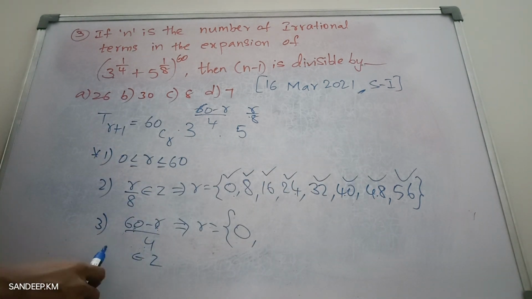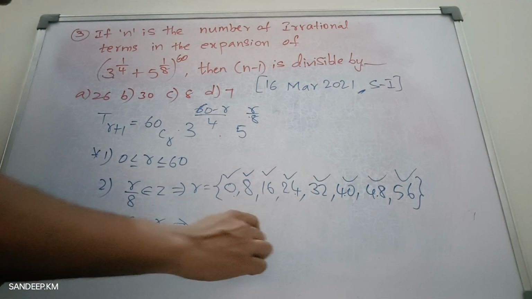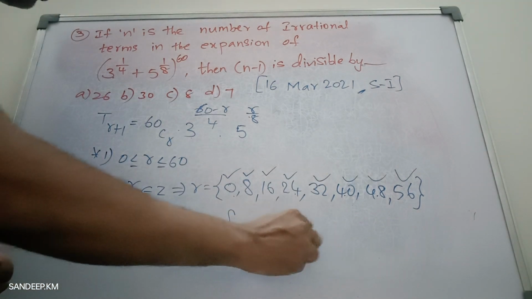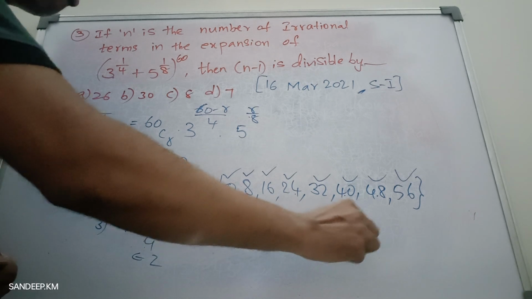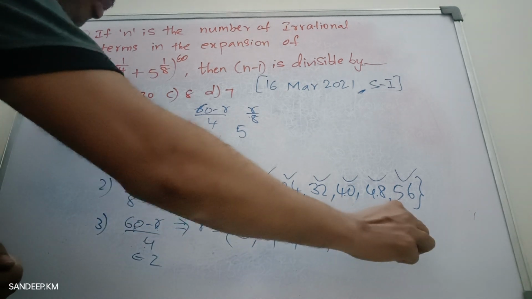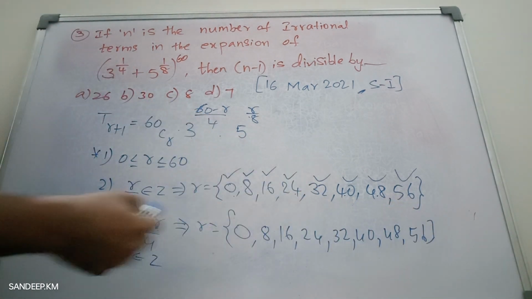60 minus 48 is 12. Divided by 4 is an integer. Correct or not? All values are accepted: 0, 8, 16, 24, 32, 40, 48 and 56. All 8 values of r are accepted.